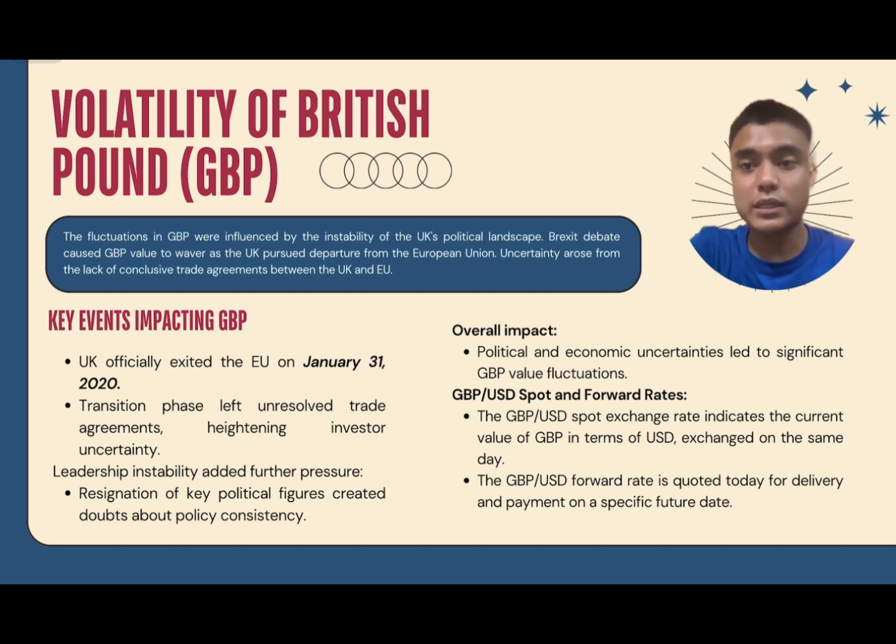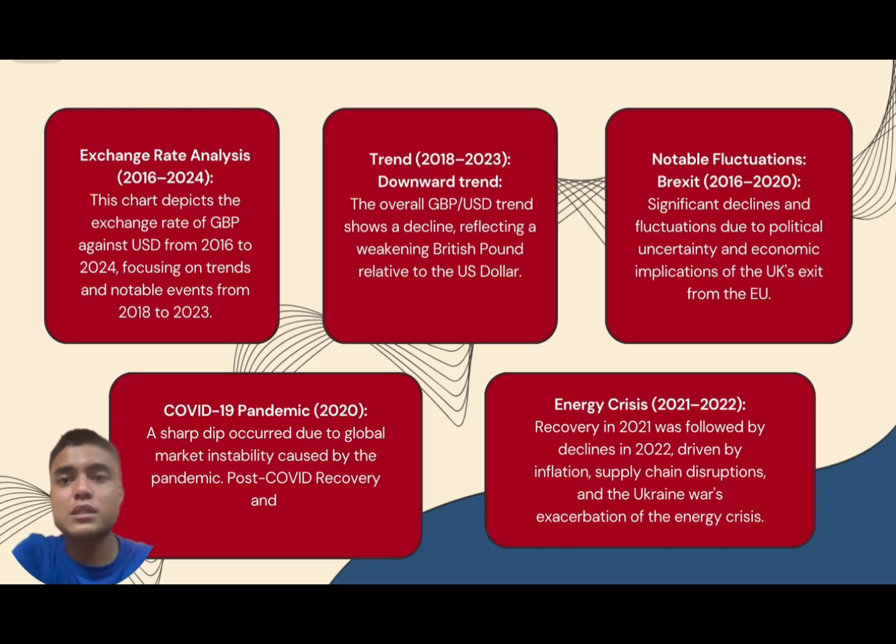The GBP and USD spot and forward rates also indicate the value of GBP in terms of USD. The spot rate is the current value exchanged on the same day. The GBP USD forward rate is quoted today for delivery and payment on a specific future date. Next is the exchange rate analysis from 2016 until 2024. This chart depicts the exchange rate of the GBP against USD from 2016 to 2024. Focus on the trend and notable events from 2018 to 2023.